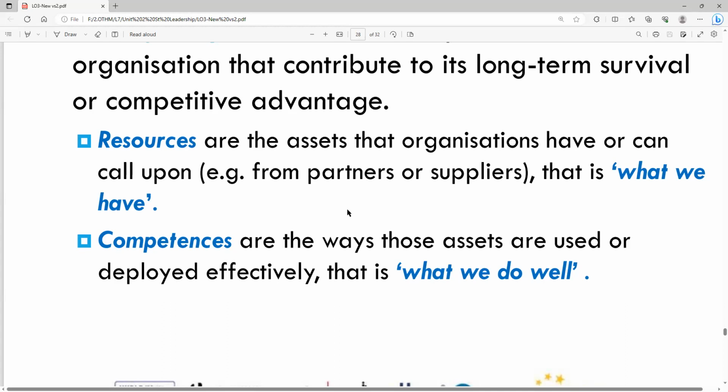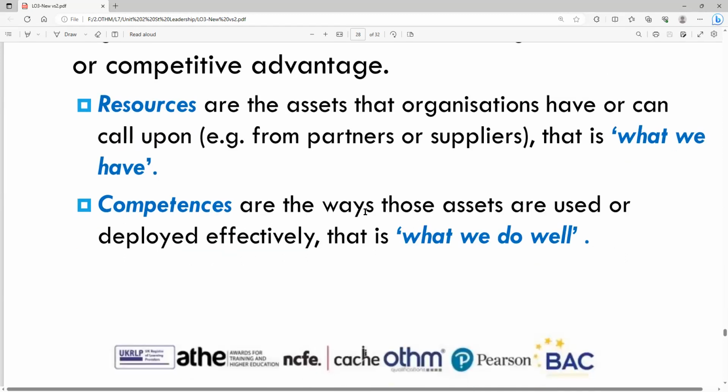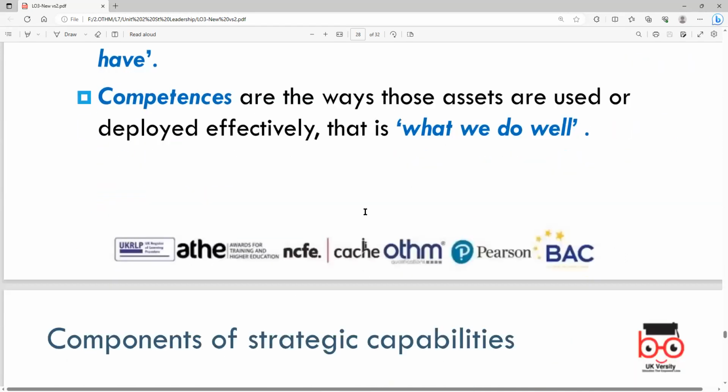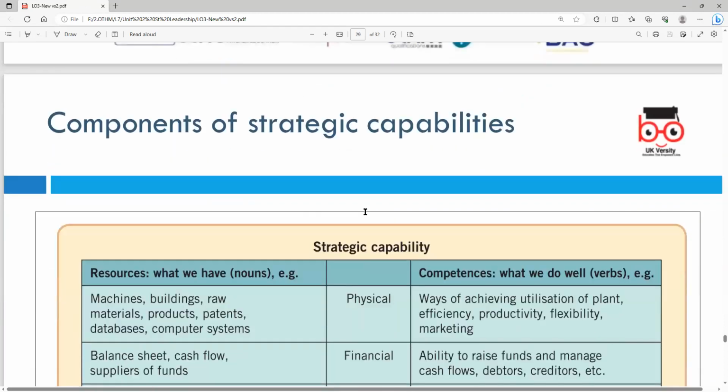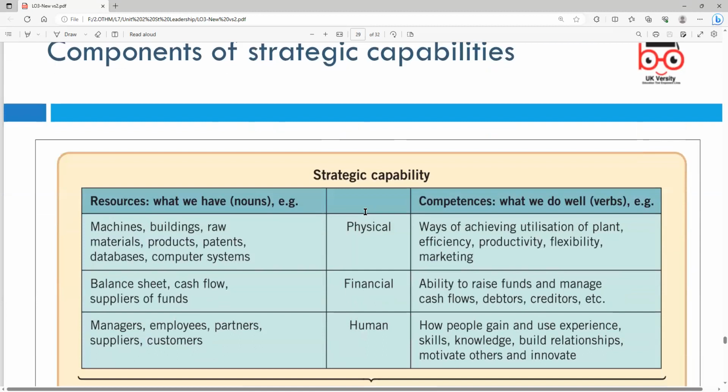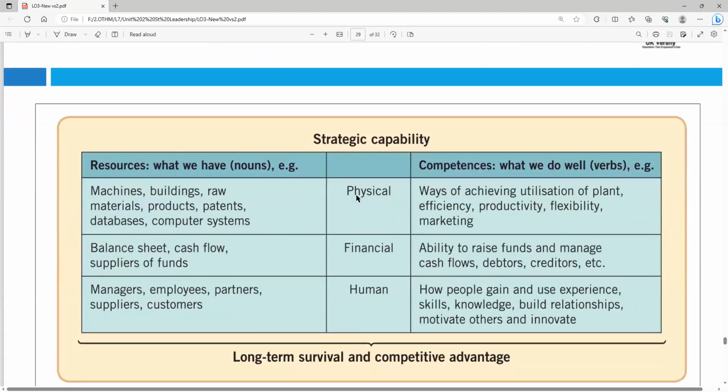So this can tell us how we can use our assets to the best ability of ourselves. Okay, we can use components of a strategic capability. These include physical components, human components, and financial components.